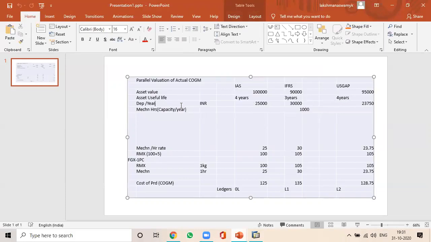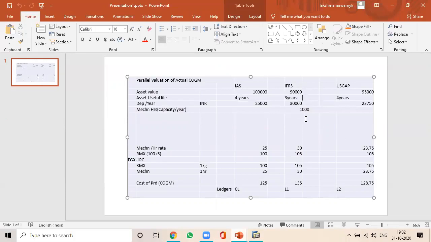Then depreciation for the year. According to IAS, total acquisition cost divided by 4 years, 25,000. According to IFRS, 90,000 total cost divided by 3 years, 30,000. Then according to US GAAP, 23,750, 95,000 divided by 4 years. That is, the depreciation also changes from accounting principle to accounting principle.